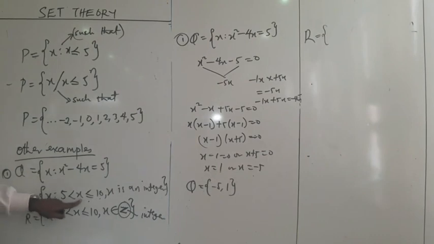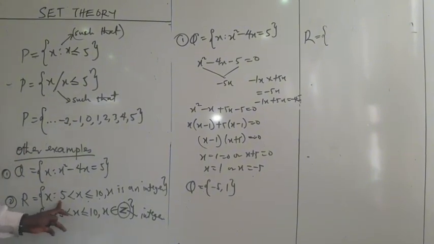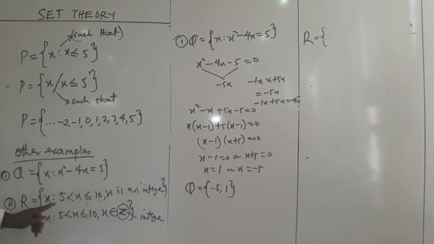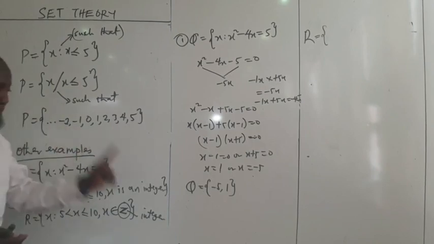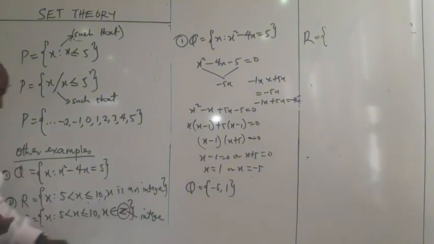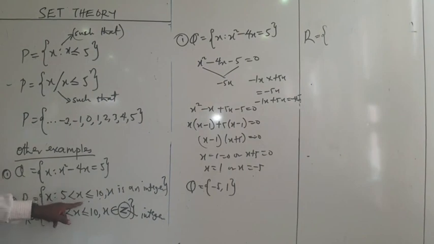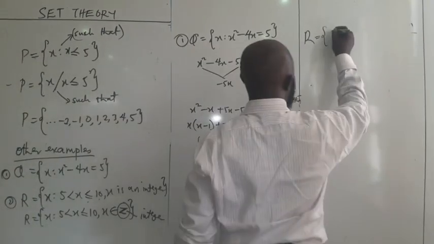5 is less than x. So if 5 is less than x, it means x must be more than 5. The next number after 5 is 6. And because it's an integer, it is a whole number, so we cannot say 5.1, 5.2. We are talking about whole numbers. That's why it is mentioned clearly to you that it is an integer. So the first number we have here is 6, the next whole number greater than 5. So 6 will be here.